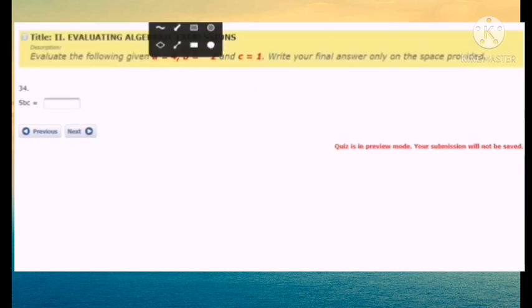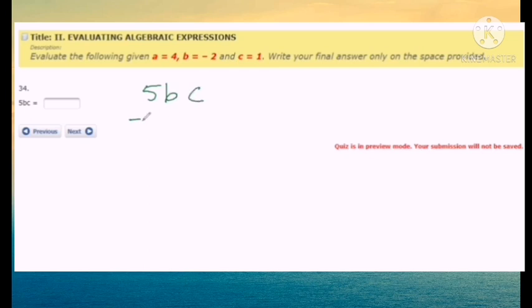Next, number 34, we have 5BC. So meaning we have 5 multiplied by -2 multiplied by 1. So 5 times -2 is -10 times 1 is still -10.